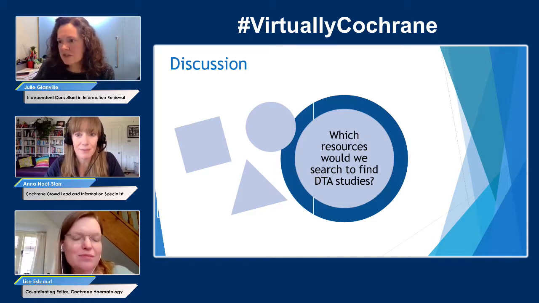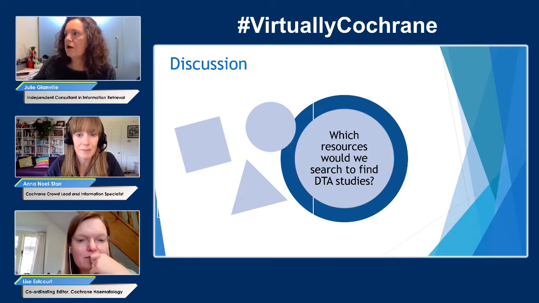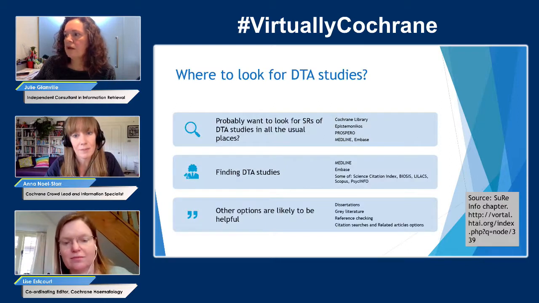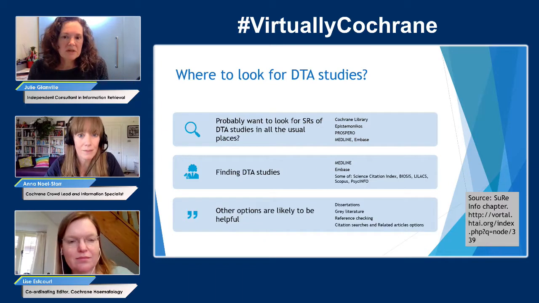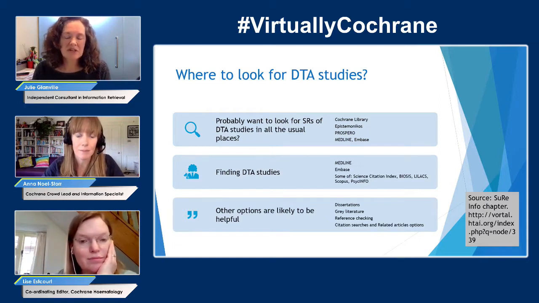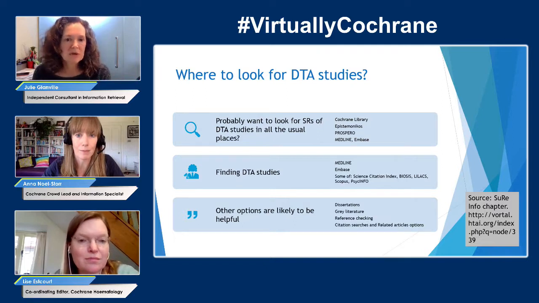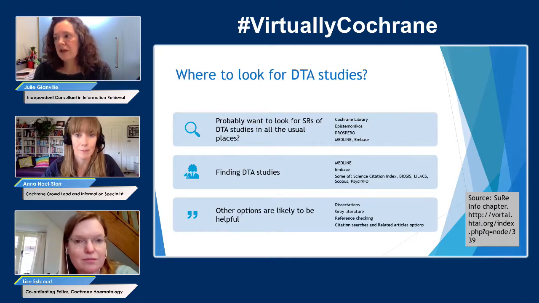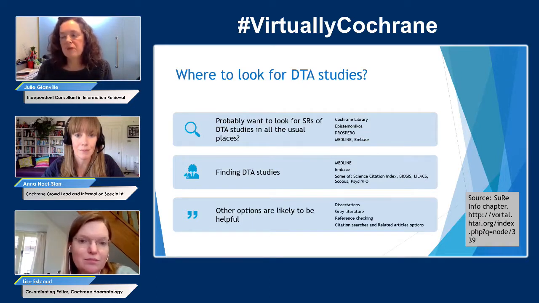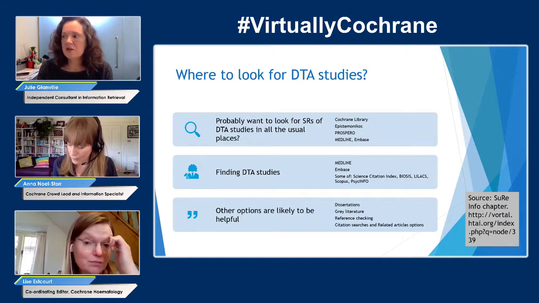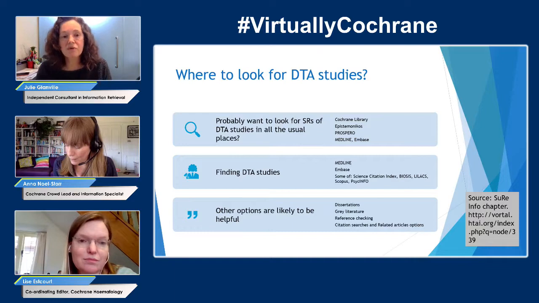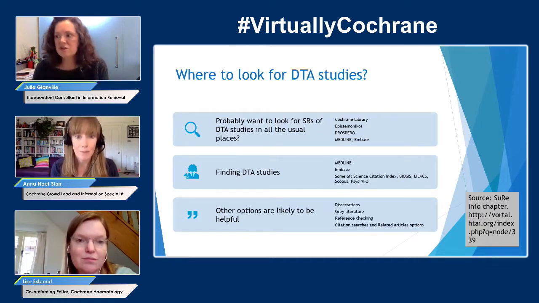Thank you very much for all your comments, and apologies to the people that we haven't read out. I'm going to move on just to summarise. As we've already discussed, we usually look for systematic reviews of DTA studies. Anna's noted how useful DTA reviews are for her search strategy development. So we're going to look for DTA reviews in the Cochrane Library, Epistemonikos, PROSPERO, Medline and Embase. If we're looking for the DTA studies themselves, then Medline and Embase are useful, and we're also maybe looking in places we don't usually look, in terms of Science Citation Index, Web of Science, Biosis, Lilacs, Scopus, PsycInfo, and of course other databases that we've managed to identify, such as the DETA database.